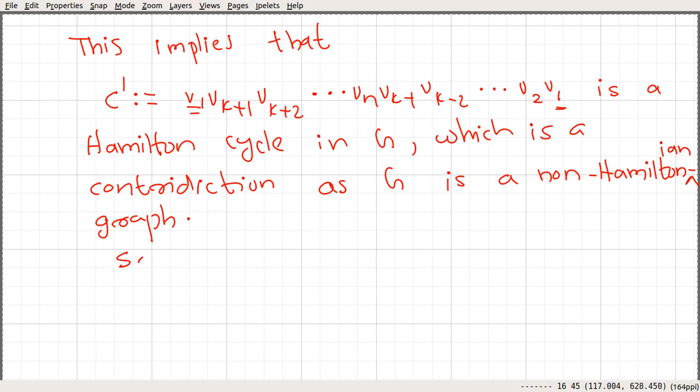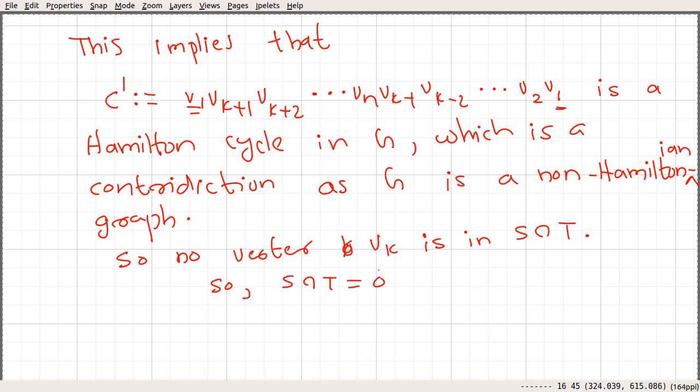And that says no vertex vk is in S intersect T. So there is no common vertex that belongs to both S and T, and because of that we can say that S intersect T is equal to the null set, and that says the cardinality of S intersect T is 0.